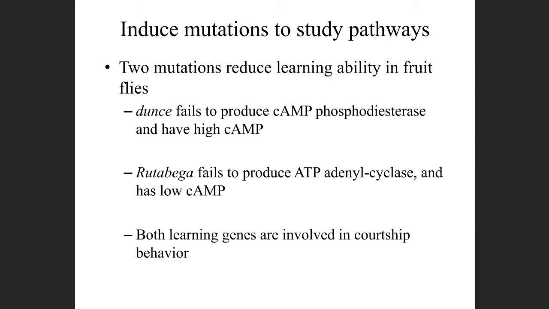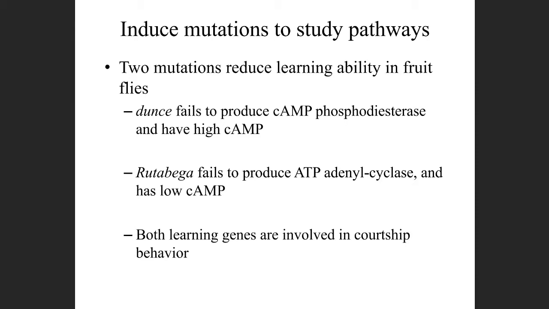And so there are multiple mutations that have been identified that can reduce learning ability in fruit flies. Interestingly, I think both of these are associated initially with olfaction, with smell, but at least rutabaga seems to be associated with more than one kind of learning, which is really interesting. But they know what the protein products do within different cellular pathways.